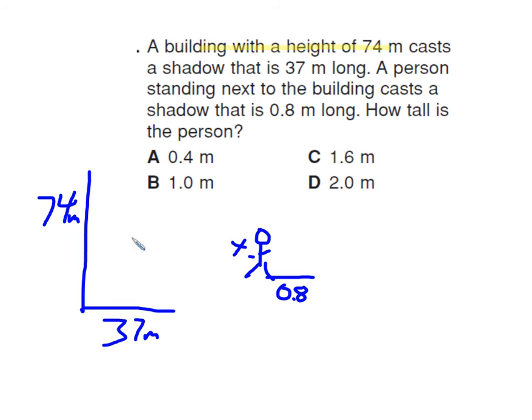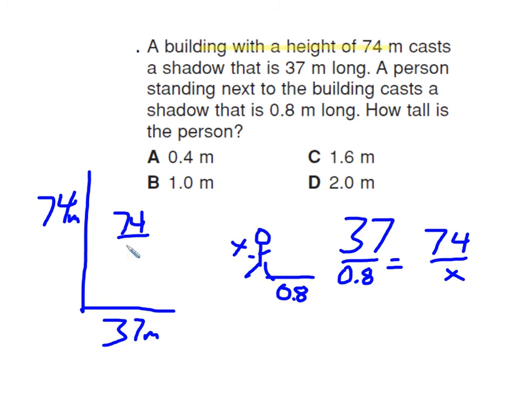So 2 ways I can do it. 74 is to 37 as what is to 0.8, or 74 is to what as 37 is to 8/10. I could write it both ways. I'm going to go the height, tall to tall. Or I go bottom to bottom. 37 is to 0 and 8/10 as 74 is to what? Or you could go 74 is to 37 as what is to 8/10.